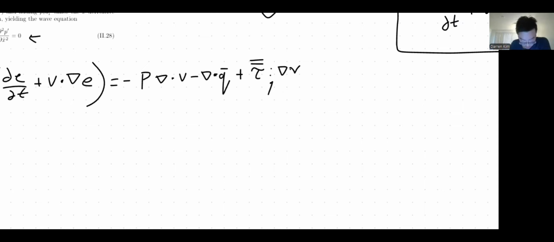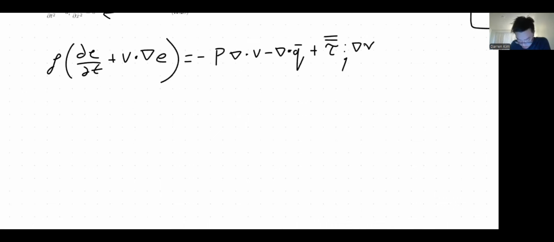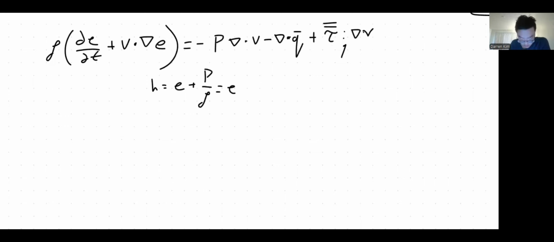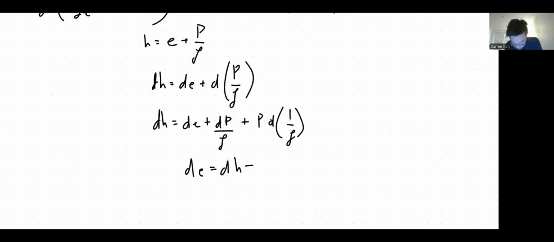Over here, we now know that we have to use our dH equals dE plus D of (P over density). You can also do it from pressure and volume. There are definitely multiple ways to get things done. Just take it one way, and you're good. And then dH minus dP over density, minus, once again, P D puts the 1 over density.